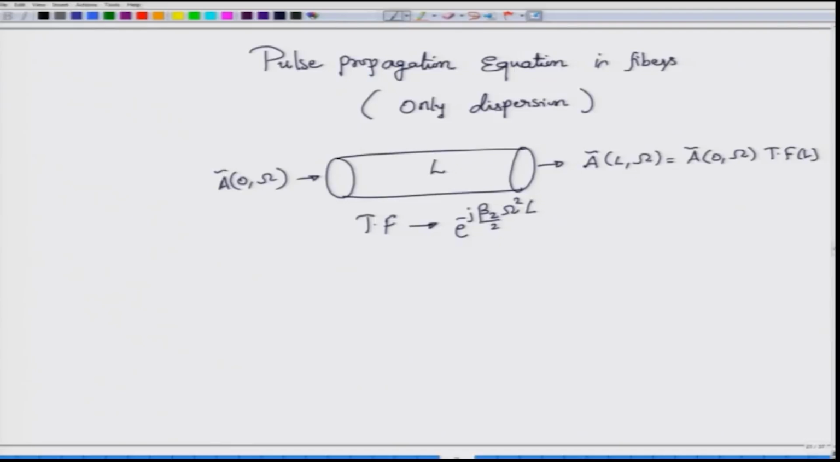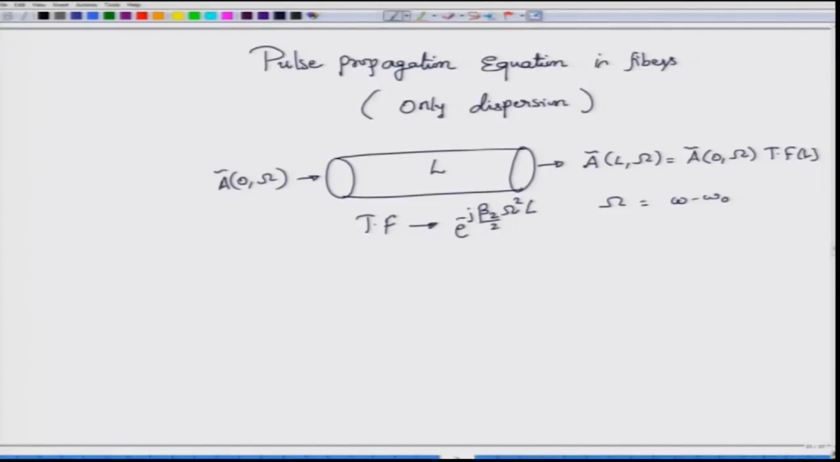Just to remind you, this capital omega is the frequency deviation. We are not really interested in what is happening around the carrier frequency, because the carrier wave itself, at carrier frequency omega 0, will propagate with what is called the phase delay, and that has no real importance for understanding pulse propagation, or in general optical signal propagation, through the fiber. So, if we artificially set omega 0 equal to 0, then we will be working in what is called the baseband of the system. If you do not set omega 0 equal to 0, then you will be working in the pass band, or the band pass system.